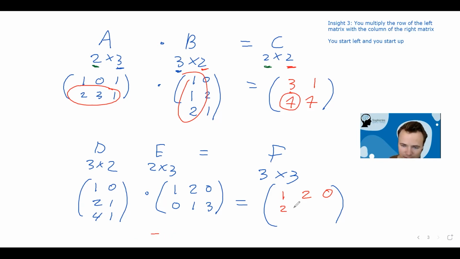And then, of course, eventually it will become really natural. So we now want to have the element from row 2, column 2. So I use row 2, column 2. I start left, I start up. So 2 times 2 is 4. And 1 times 1 is 1. So that gives me a 5. And then I continue. Row 2, column 3. 2 times 0 is 0. 1 times 3 is 3. So I only have a 3.